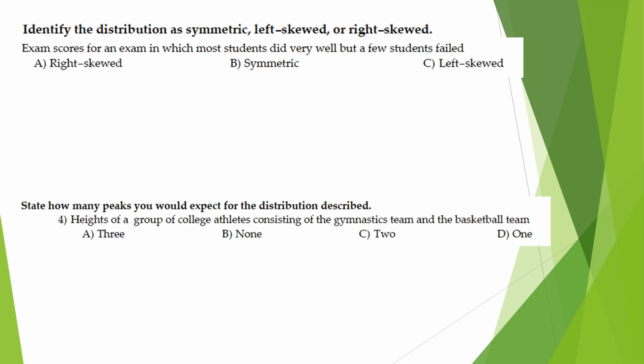Okay, so for the top one, exam scores for an exam in which most students did very well, but a few students failed. Well, if that's the case, then when we draw it out, most of the grades are going to be here on the right-hand side, but a few will be out here on the left because a few students did fail. So what that does is it pulls the mean, median, and mode, which would be in this mountainous area, to the left. So it's skewing it to the left. To know which way it skews, just look at where the tail goes. The tail of this graph goes this way. That's to the left, so it is skewed to the left.